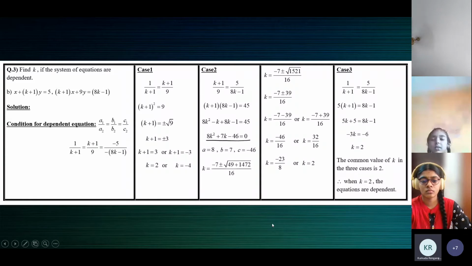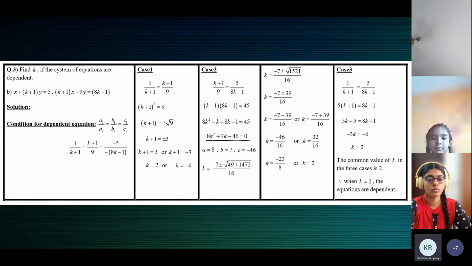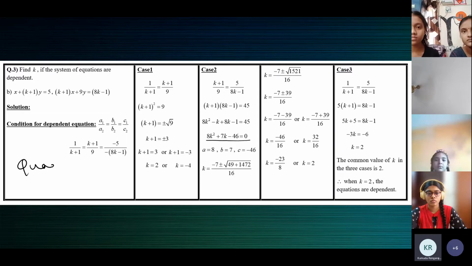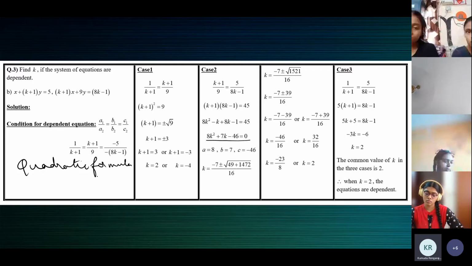Children, sometimes it's time consuming to find the two numbers to split the middle term. That is when we resort to the quadratic formula. There is something called the quadratic formula that will help you to solve a quadratic equation.